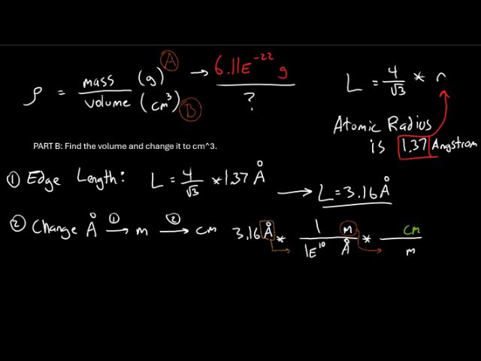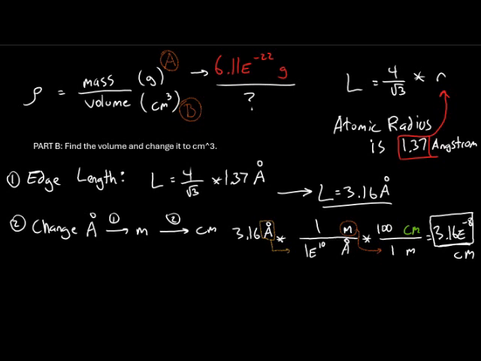Now think about your SI units at this point. 1 meter is the same as 100 centimeters, and so we'll enter this multiplication chain into our calculators. We'll have 3.16 divided by 1 times 10 to the 10th, multiplied by 100. We'll have an answer of 3.16 e negative 8, and our unit will now be centimeters.